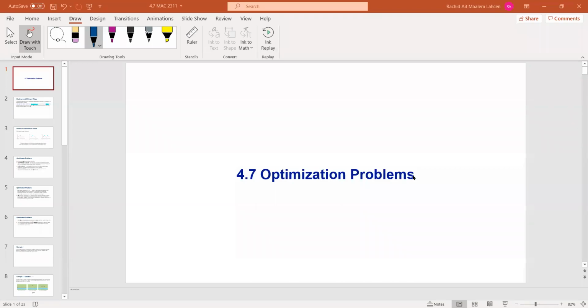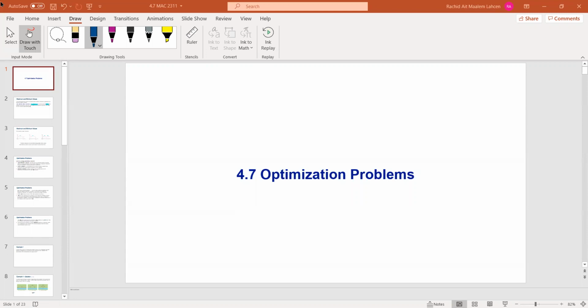Hello, everybody. We'll continue this chapter 4, and this section is optimization problems, section 4.7. And I did speak about this, that it's kind of important, and it's similar to the section when we talked about related rates. So this is the word problems section when it comes to chapter 4.